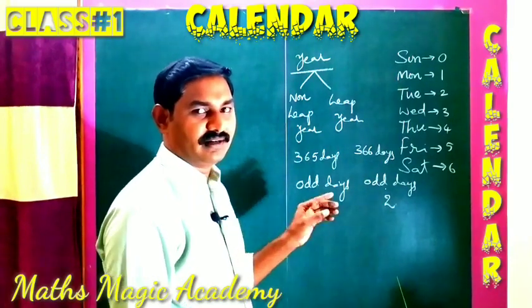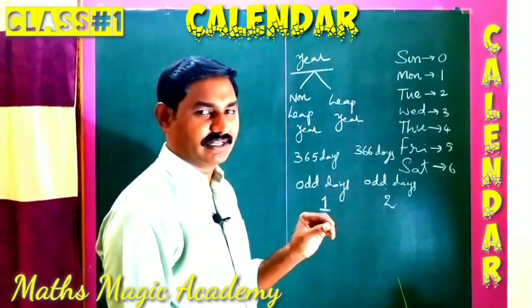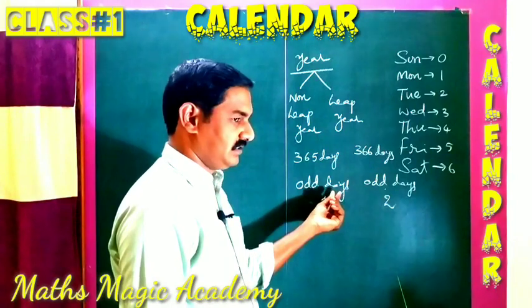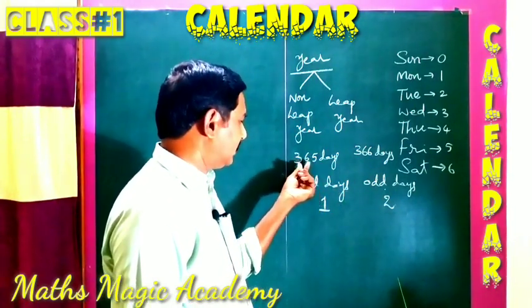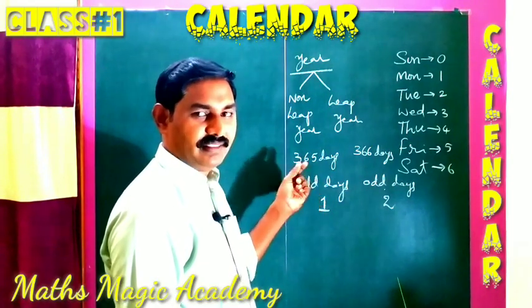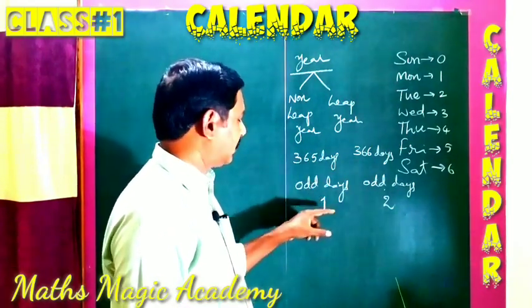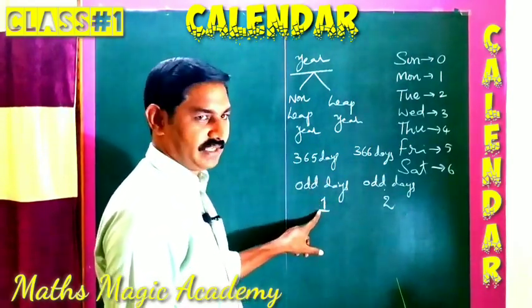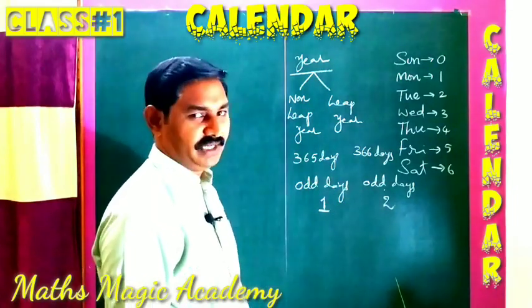When you divide the number of days by 7, the remainder is the odd day. You don't think of odd numbers and even numbers like that; we are taking odd days. How can we find odd days? The number is divided by 7, and whatever remainder we get is nothing but the odd day. So here also odd days will be 2.